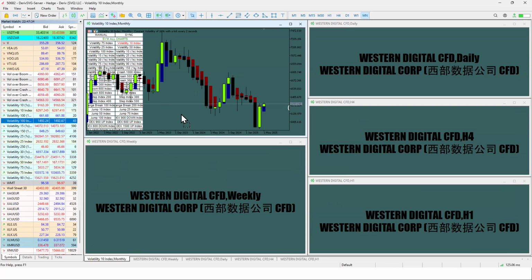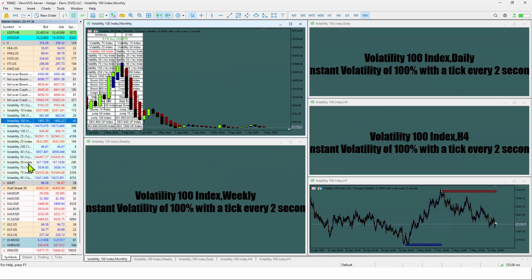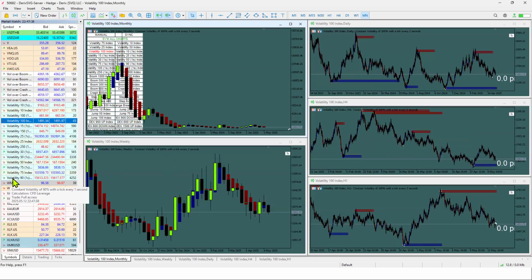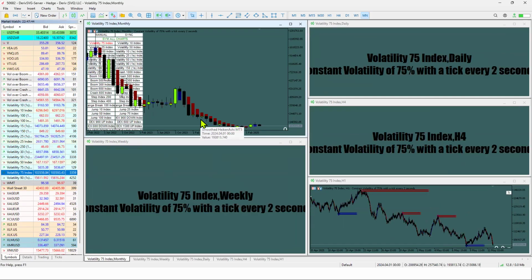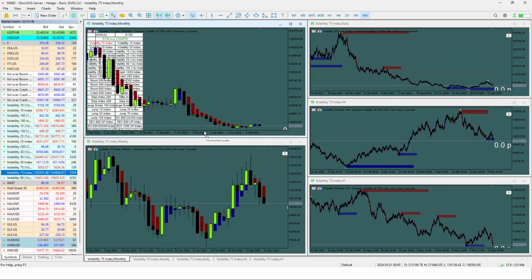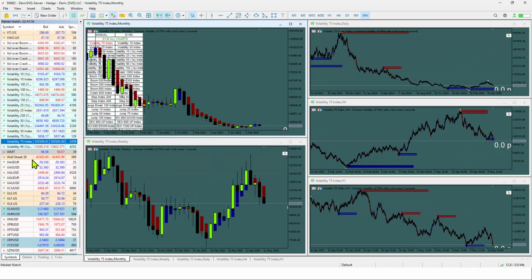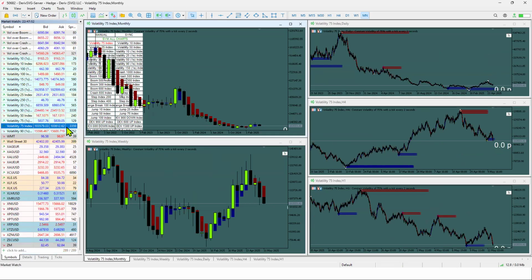Volatility 100. But the one that makes money the most out of all of them is Volatility 75. This one has 3,000, that's very high dollar per pip. It makes a lot of money. But the good thing about their spread is that their spread is tight. When you enter, their spread is very tight.